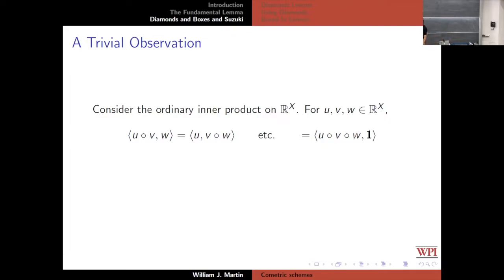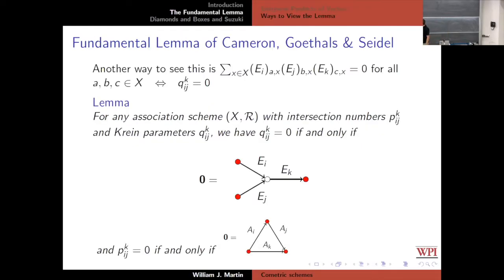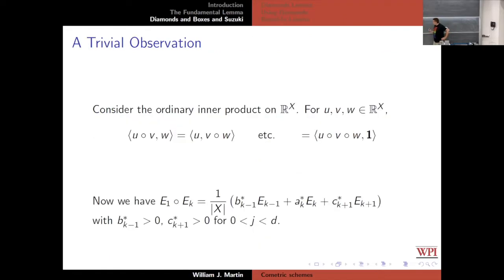And you can also put all the U, V, and W on one side and take the inner product with the all-ones vector. That's what we did at the top of the previous slide. That was just the triple product, the entrywise product with the all-ones vector. Now, we know that we have Q-polynomial conditions. So E1 entrywise EK is a linear combination of EK minus 1, EK, and EK plus 1, and at least the first and last coefficients are non-zero.